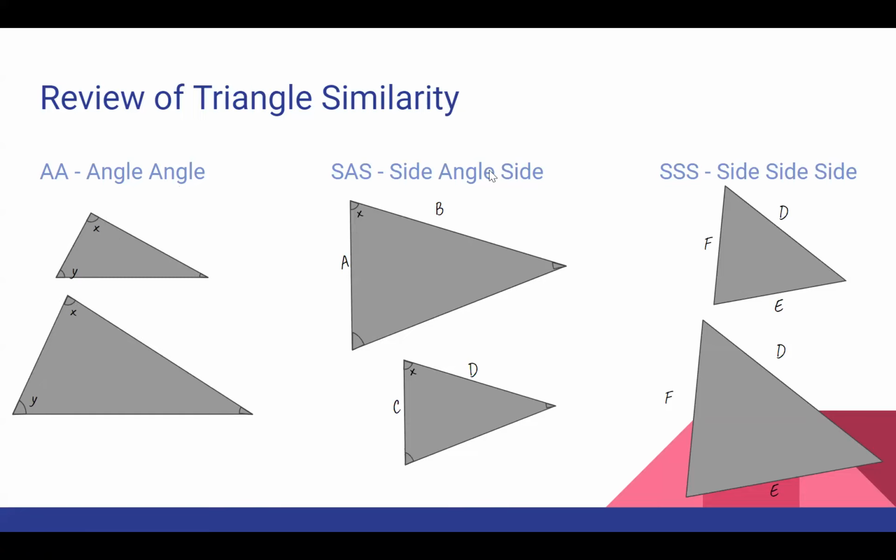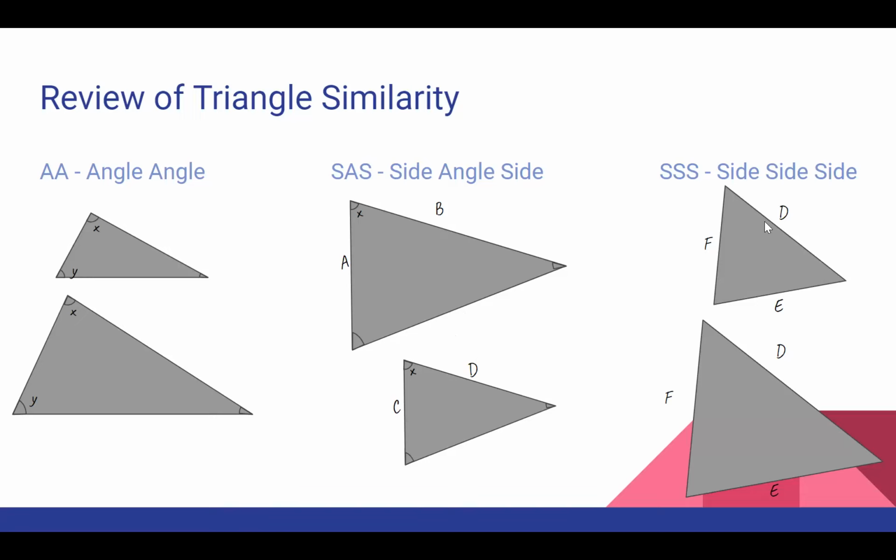Another one here is side-angle-side. If you know this side, the angle in the middle, and the side next to it, for both of these triangles, these will be similar. And again, A divided by C must be equal to B divided by D. So these side lengths will be in a ratio.